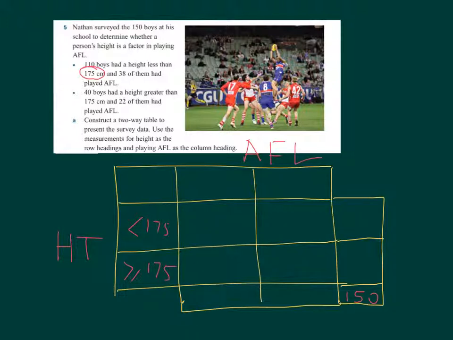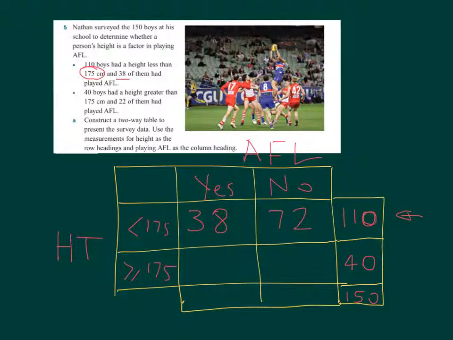Well, we know in total 110 of those, and that's a total. Before we find out about these 38 here, and we'll get to those in a second, we just know there's 110 boys who are shorter than 175. That means we're going to have 40 who are taller than 175. Now let's have a look at whether they play AFL, yes or no. And that's just whether they play AFL or not. We know 38 of these boys, these ones here, played AFL. So if we work that out, that means there's 72 who were shorter and didn't play AFL.